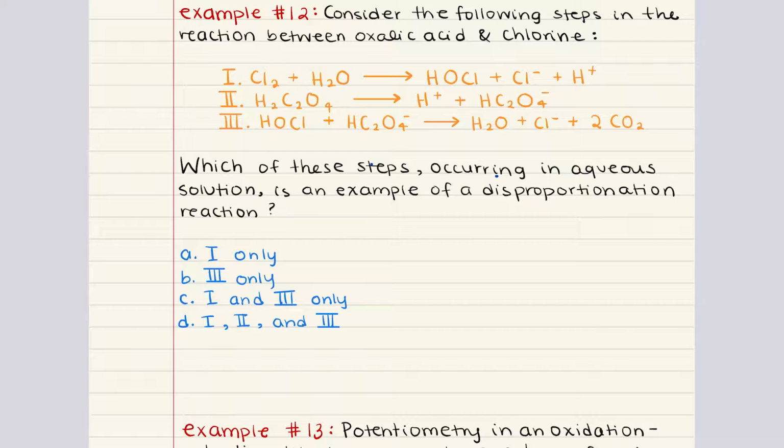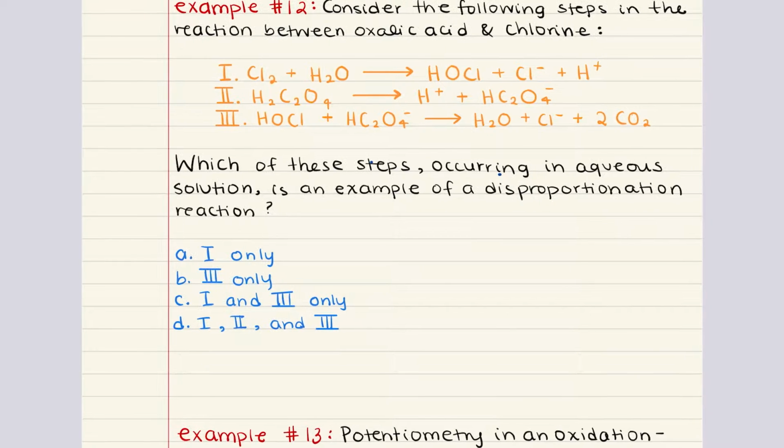Problem 12 says, consider the following steps in the reaction between oxalic acid and chlorine. Which of these steps occurring in aqueous solution is an example of a disproportionation reaction? Now, a disproportionation reaction is a type of redox reaction in which a single substance is both oxidized and reduced, forming at least 2 different products. Let's go ahead and look at step 1 first.